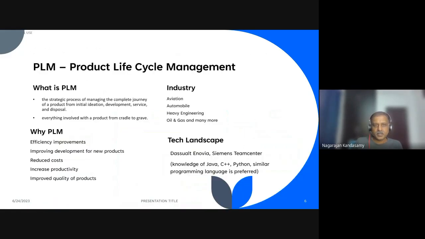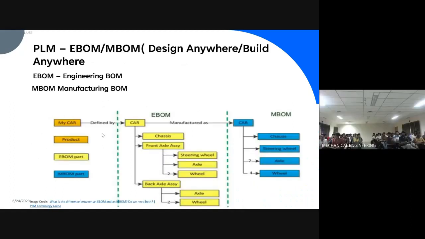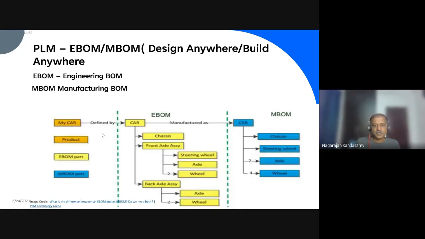Any questions on this slide before I jump into the next one? Okay, no question. This is just to differentiate between an engineering bill of material versus a manufacturing bill of material. If you are getting into the industry, these terms would be commonly used, like EBOM and MBOM. The engineering bill, as the name says, is done by the design engineer based on the CAD model. You can say the CAD model is the primary source, and most of the information is derived from the CAD models.